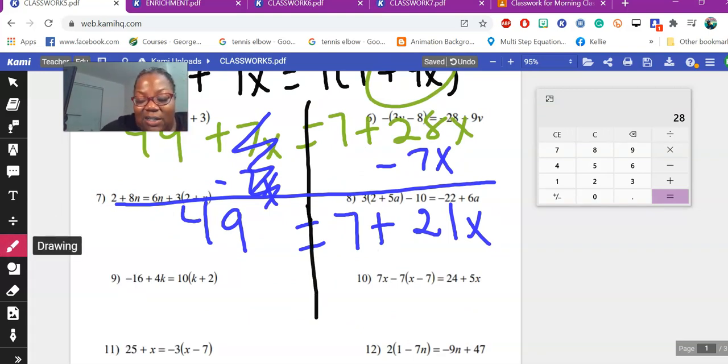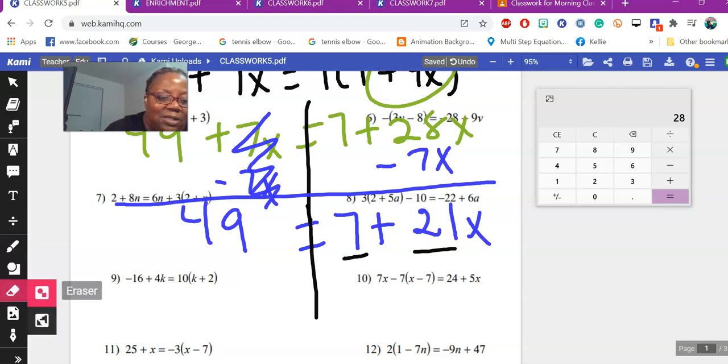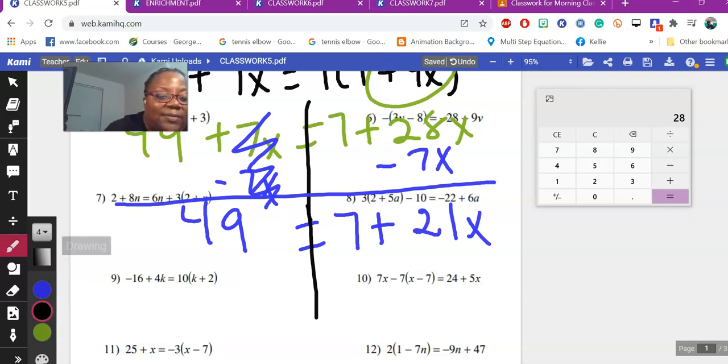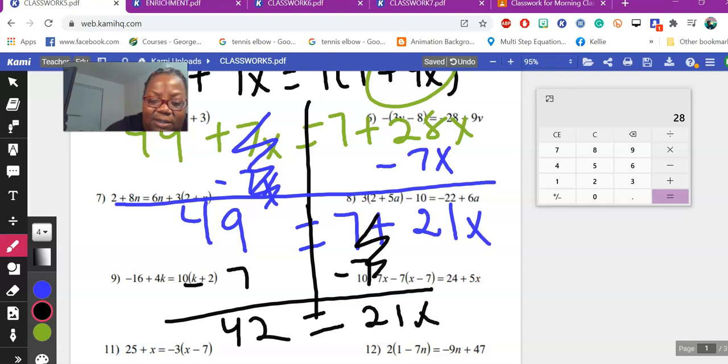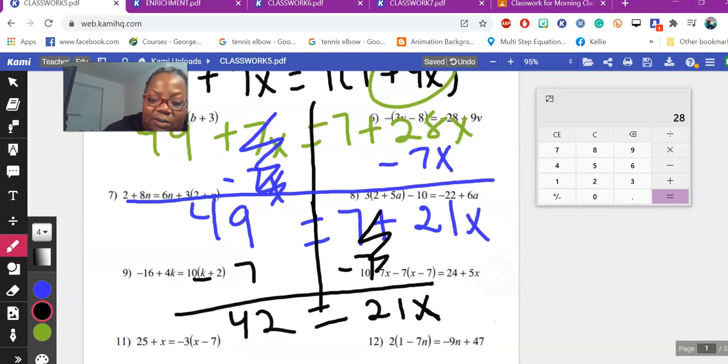Take a look. X isn't by itself. You got to do 2 things to get rid of the numbers that are with x. You got to get rid of this, and you got to get rid of this. Remember, you have to do the adding or subtracting part first. So that means I'm going to subtract 7 on both sides here. Right? This gives me 42. That canceled out. 21x. X is still not by itself.